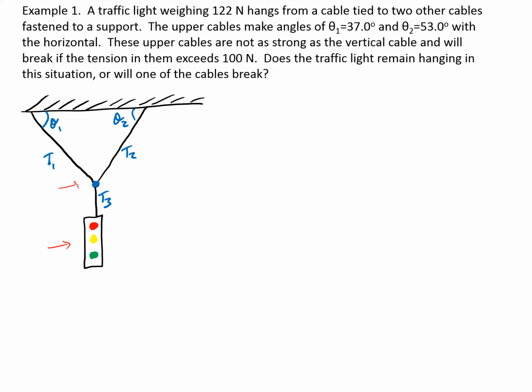Okay, so if we do the traffic light, our traffic light, we know that we have tension going up, and we have mg going down, which is the force of gravity. Now in this case, the problem says that the object weighs 120 newtons, so this is just going to be 120 newtons.